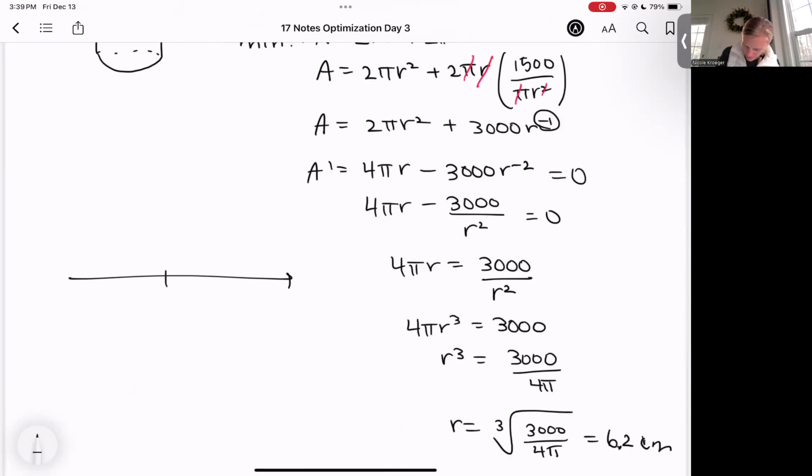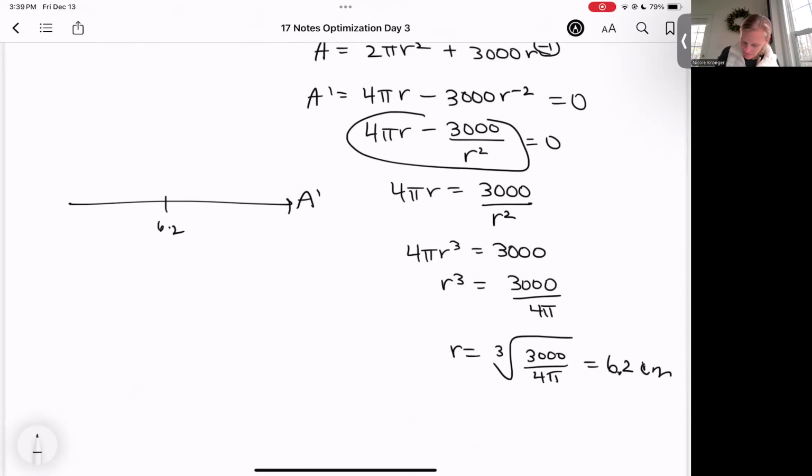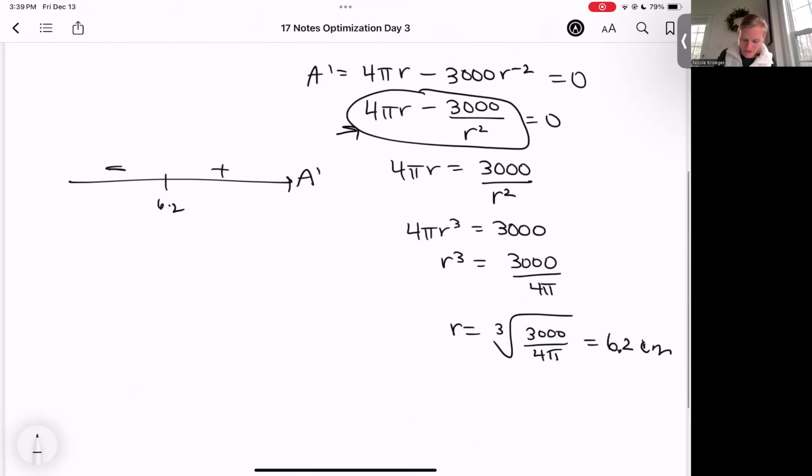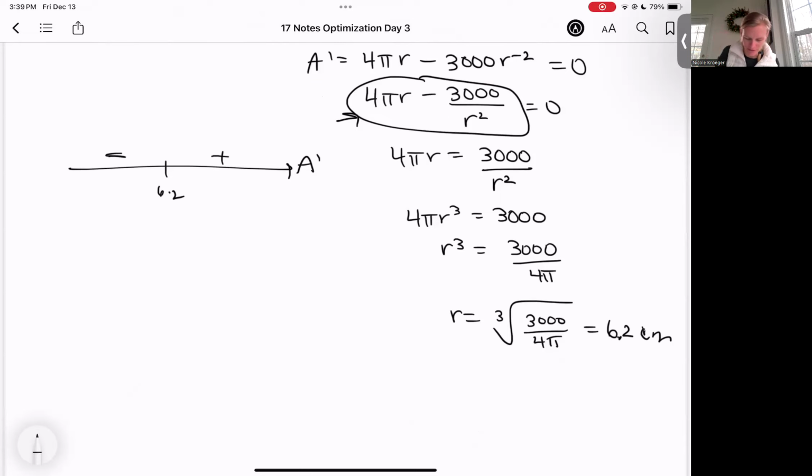So on my number line, I'm going to put my 6.2. I have my A prime. And so let's see, we're going to plug numbers into the derivative. So this was my derivative. Let's plug in a number a little bit bigger than 6.2, like 7. If I plug that into the derivative, double check and make sure, but you should get a positive number. And if I plug in a number smaller than 6.2, I'm going to get a negative number. Remember that we can't plug 0 into this, so be careful, like plug in 1 or something like that, or 6 would be sufficient as well. So the fact that we get a positive and negative and we only have one critical number tells us that this has to be our absolute min. So our absolute min occurs at r equals 6.2.